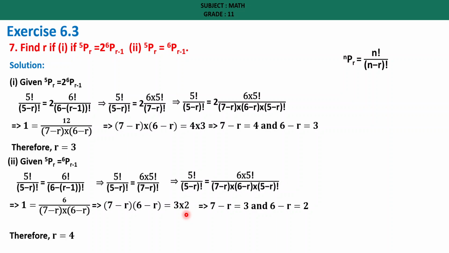4. So the only difference here is, for the first one we are getting r as 3, the second one we are getting r as 4. Because here if we observe, we are getting 4 into 3, but here we are getting 3 into 2.